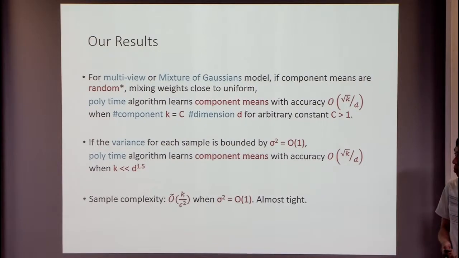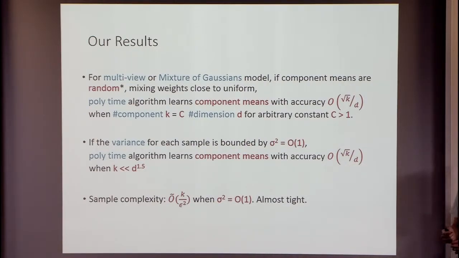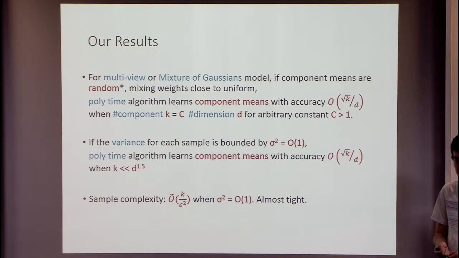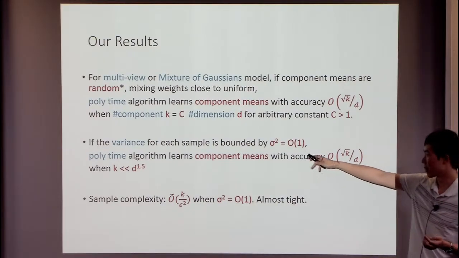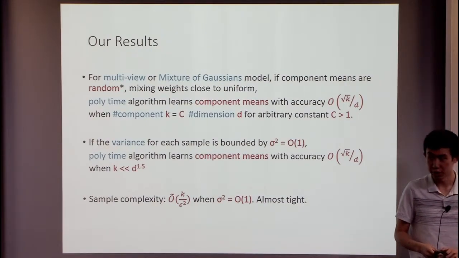And finally, we prove very tight sample complexity bounds for these algorithms. So we show that in order to get accuracy epsilon, we would need roughly order k over epsilon squared samples, up to polylog factors, when the variance is bounded by a constant. And this is tight up to polylog factors because let's still think about the mixture of Gaussians case.